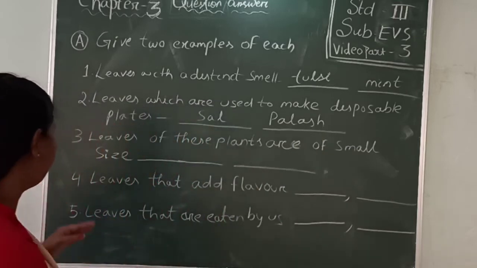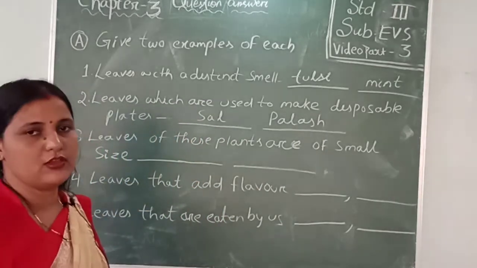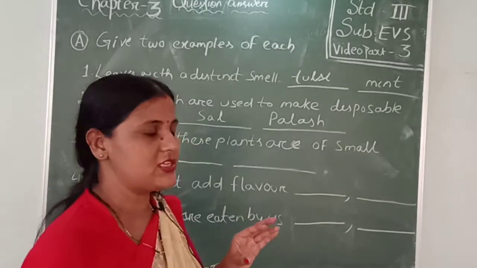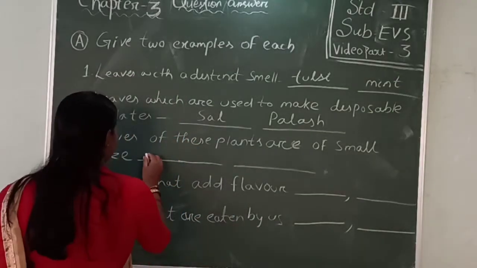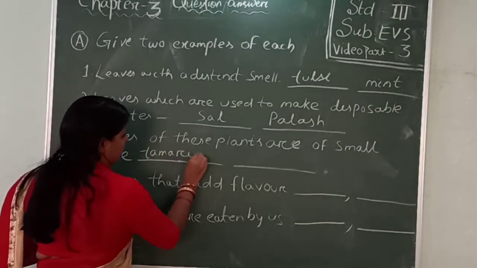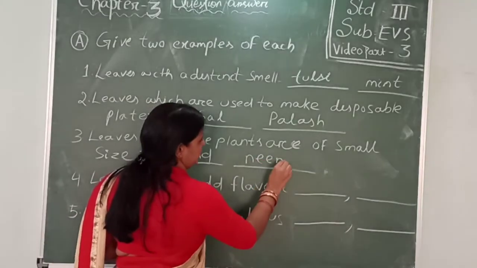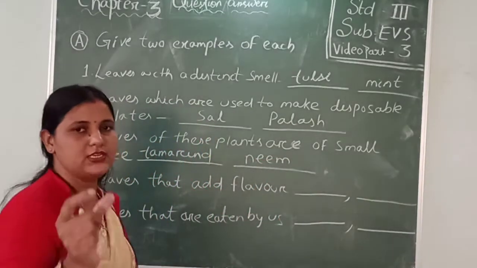Okay. Then number 3, leaves of these plants are small in size. The leaves of plants that are small in size are tamarind and neem. You write here tamarind and neem. These are the leaves which are very small in size.